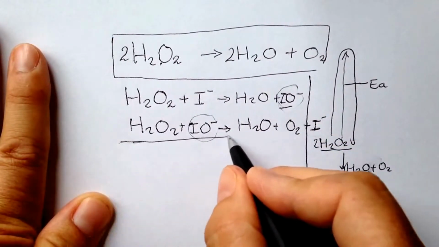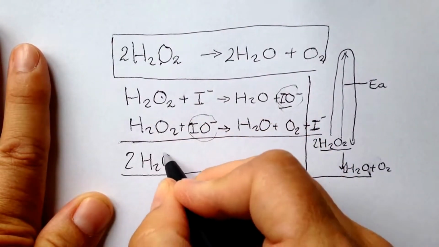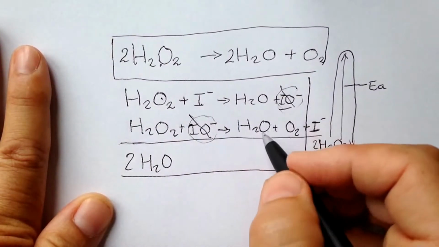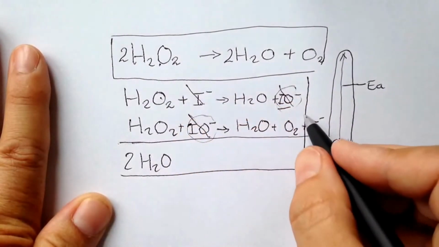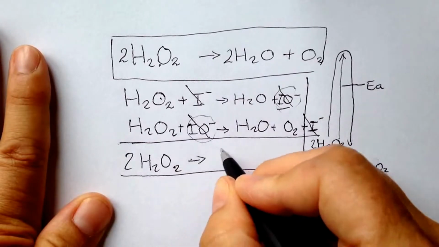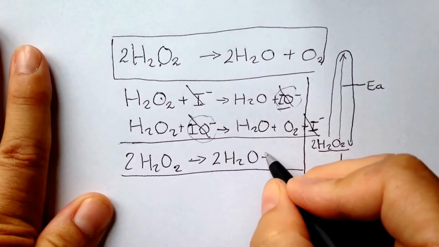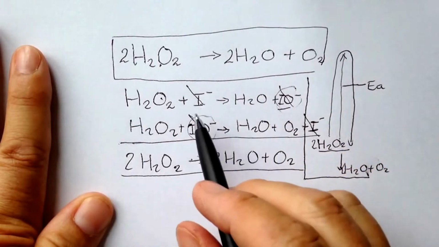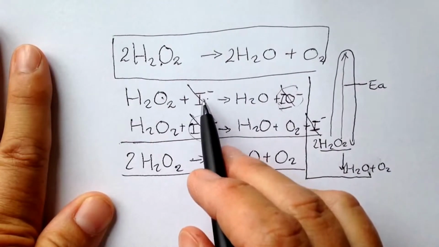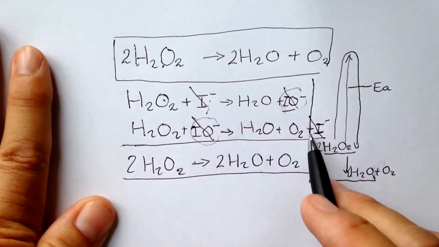If we add the 2 equations together, 2 moles of hydrogen peroxide, we can cancel out this intermediate because it appears on that side and that side. We can cancel out the iodide ions because they also appear on the other side, and therefore it looks as if our hydrogen peroxide has decomposed spontaneously on its own to form water and oxygen gas. The iodide ions are behaving as a catalyst because they appear in the first step and the second step, but it gets regenerated. It's not chemically changed.